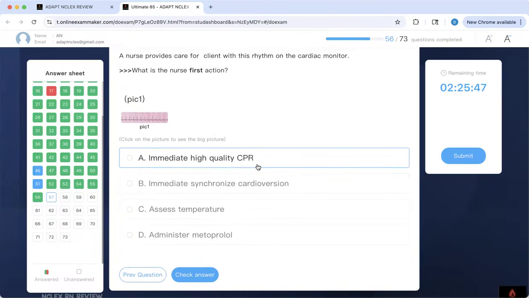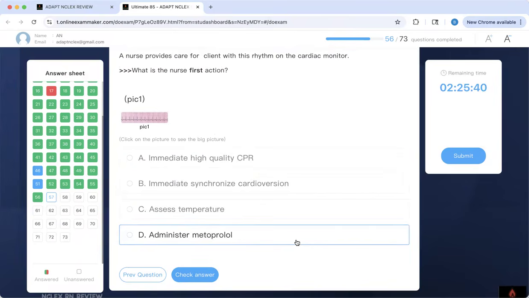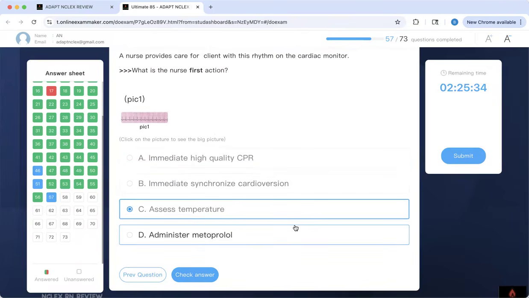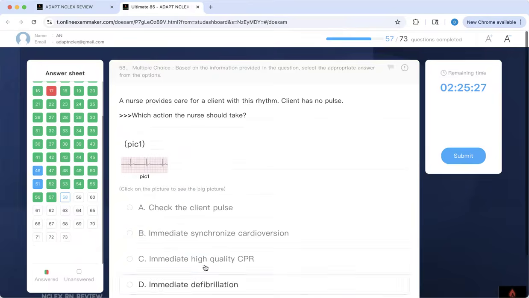With sinus tachycardia, what do you do? Immediate CPR, synchronized cardioversion, assess temperature, or metoprolol? What will you do? The patient has tachycardia. What is the best choice? You should figure out what is wrong with the patient. Is it temperature, pain, dehydration? All of these things are not needed if you have sinus tachycardia.